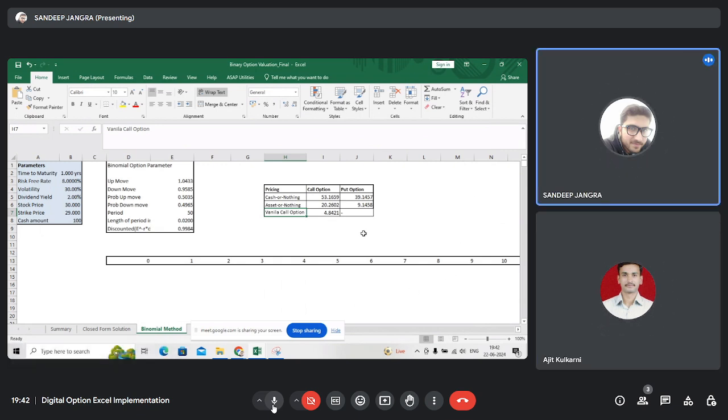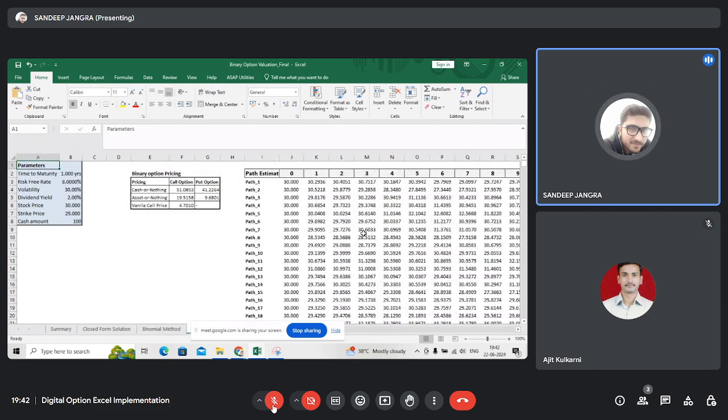Yeah, Monte Carlo simulation. So this is the Monte Carlo method. The Monte Carlo method is again one of the most prominent methods. It is not only used in valuation, but is more widely used in market risk measurement calculations, such as value at risk models.